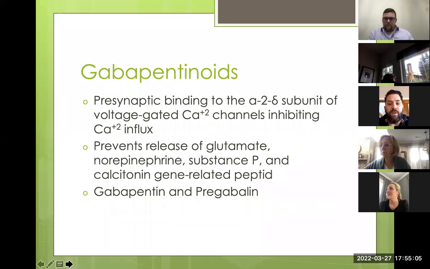So your gabapentinoids: presynaptic binding to the alpha-2 delta subunit of a voltage-gated calcium channel. They prevent the release of glutamate, norepinephrine, substance P, and calcitonin gene-related peptide. And your two gabapentinoids on the market right now in America are gabapentin and pregabalin.